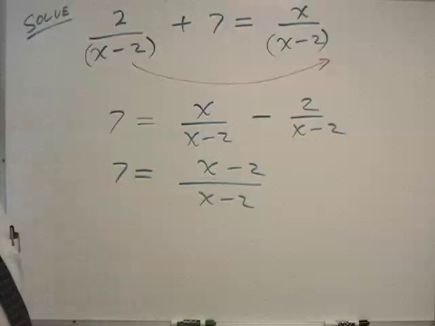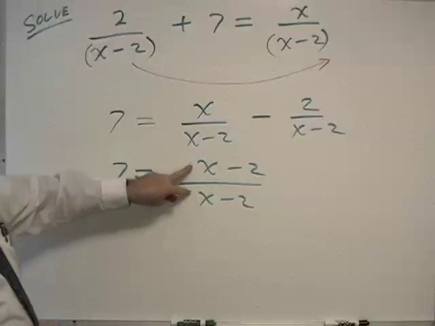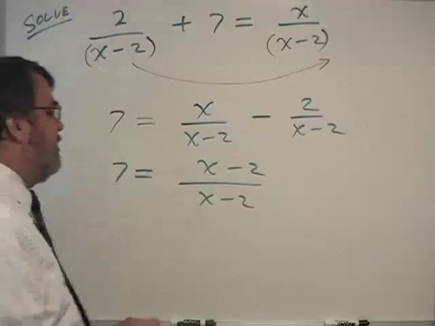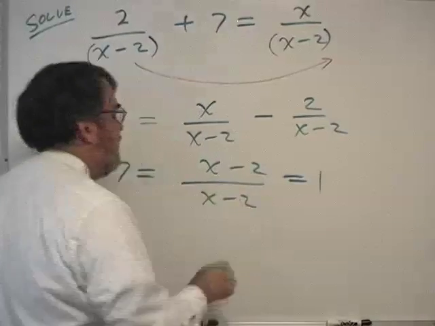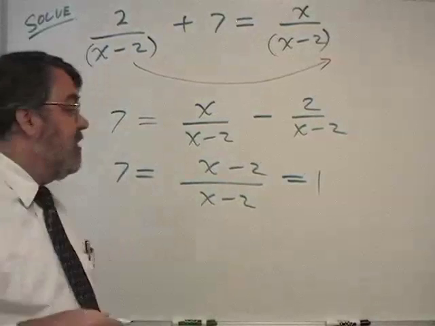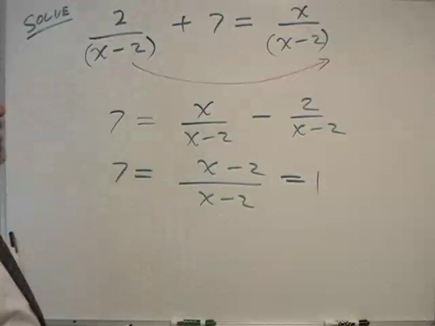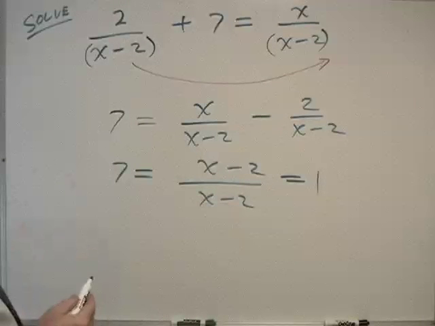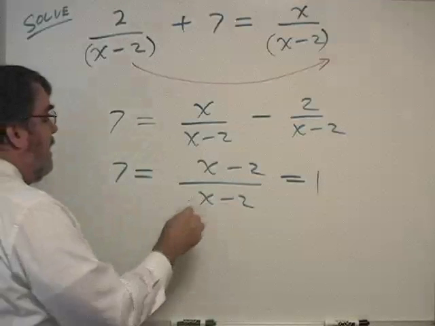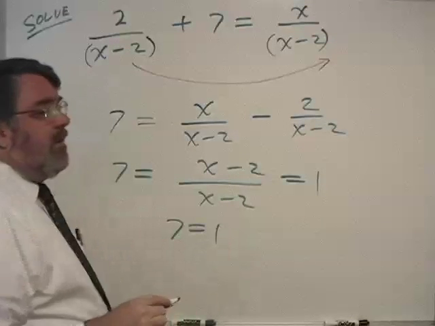Well, here something very unusual happens. This equals 1. In other words, the x's entirely cancel because x minus 2 divided by x minus 2 has to be 1. So in solving it this way, which is an unusual way of solving rational equations, I ended up where the x's entirely canceled off, leaving an impossible situation.